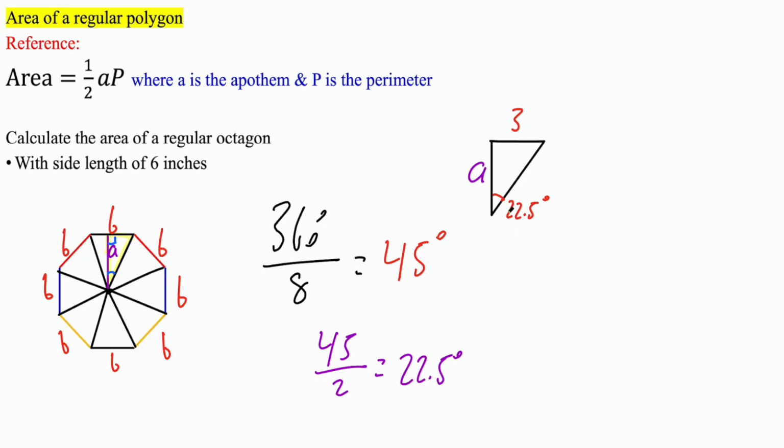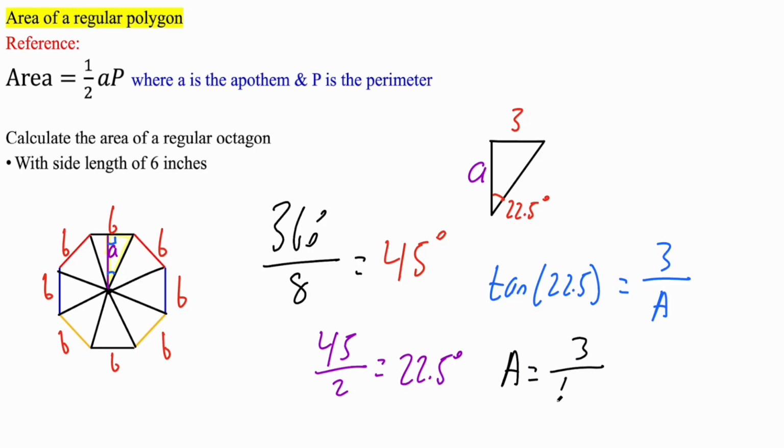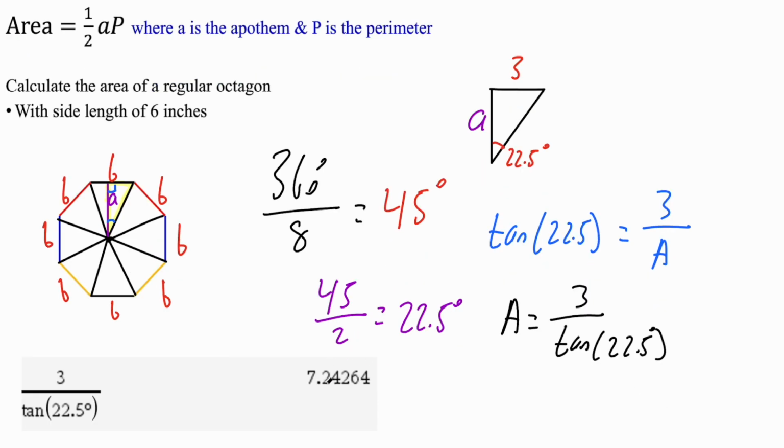At this point, we have to apply trigonometry. So with trigonometry, we know that tan is opposite over adjacent. So we could say we have tan(22.5) is equal to opposite, which is 3, divided by adjacent, which is a. And we want to solve for a, so we can multiply this by a, multiply this by a, and then divide this piece by tan 22.5 here and here. So we're just switching these two pieces. So we have a is equal to 3 divided by tan(22.5 degrees). And we get about 7.24. So now we know the apothem.